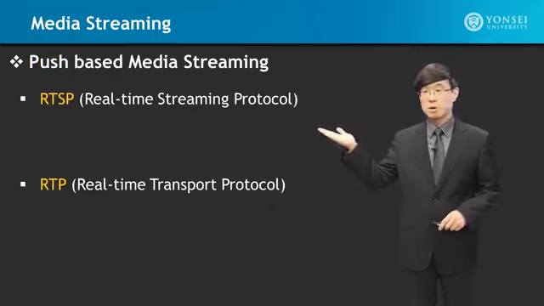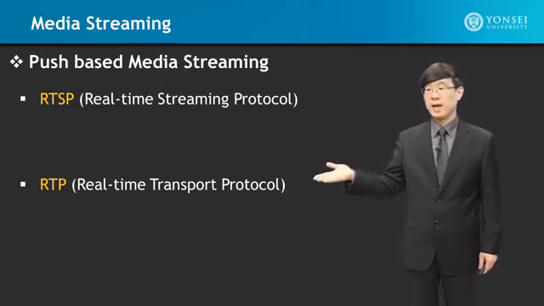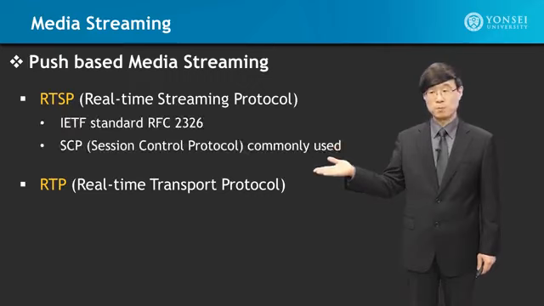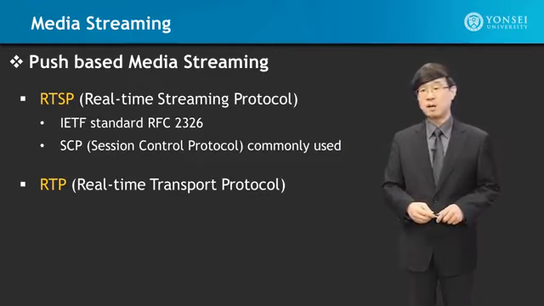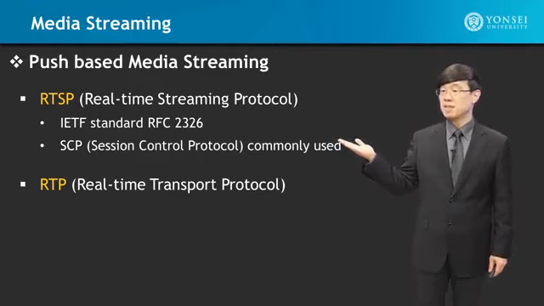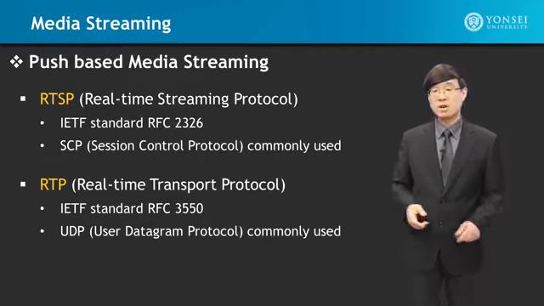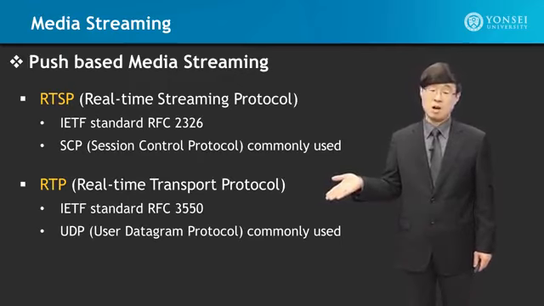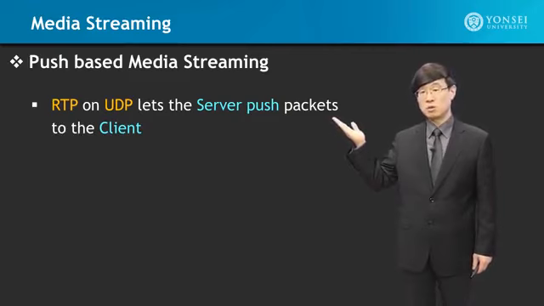Some of the popular push-based media streaming services that have been used are RTSP, which stands for Real-Time Streaming Protocol, and RTP, Real-Time Transfer Protocol. RTSP is an IETF standard based upon RFC 2326, and typically the SCP, Session Control Protocol, is commonly used. On the other hand, RTP is an IETF standard based upon RFC 3550, in which UDP is commonly used. RTP on UDP lets the server push packets to the client.